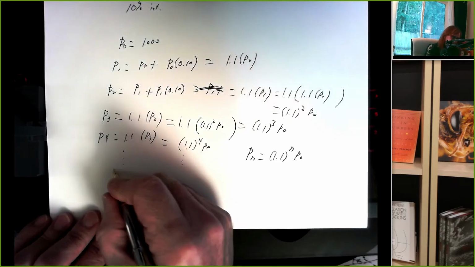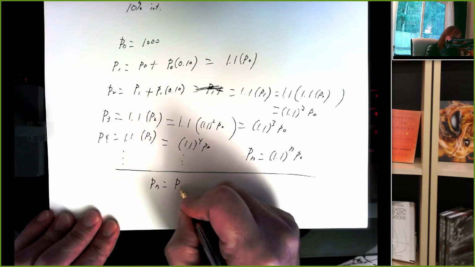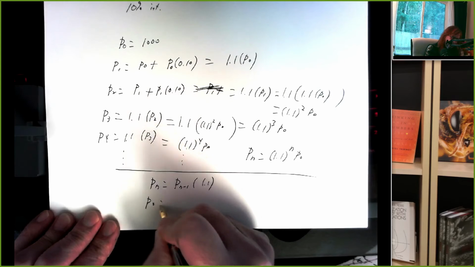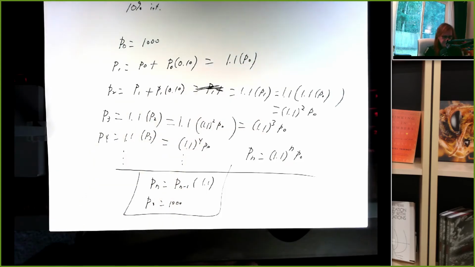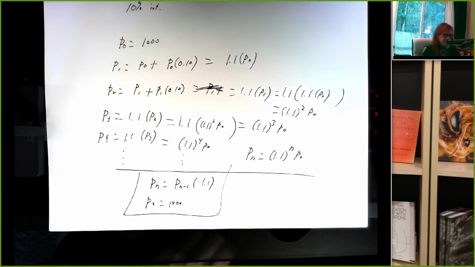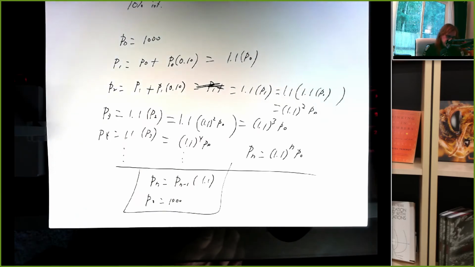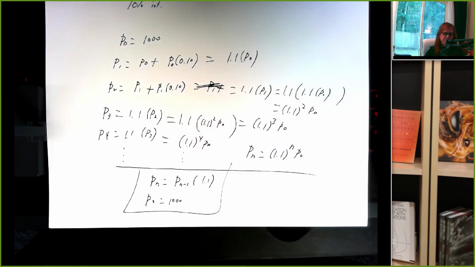But we could also define this as a recurrence relation, which is simply Pn is Pn minus 1 times 1.1, and P0 is whatever your original investment was. So there's the recurrence formula. But here's kind of an explicit way to calculate Pn, and you can see where you're getting this exponent in how much money you make.